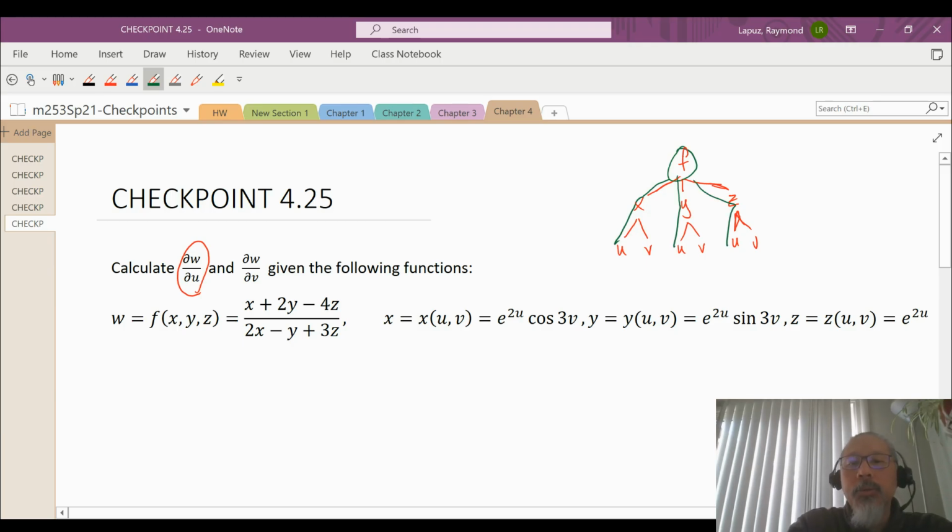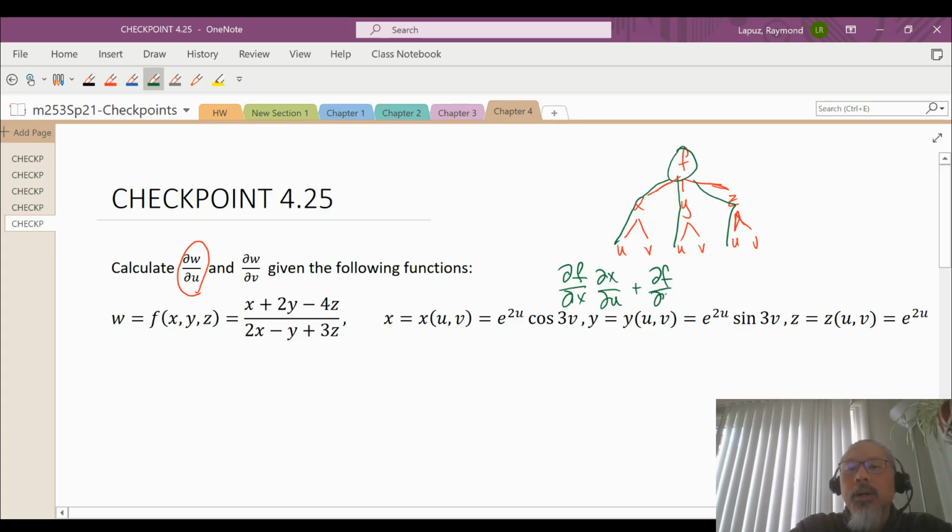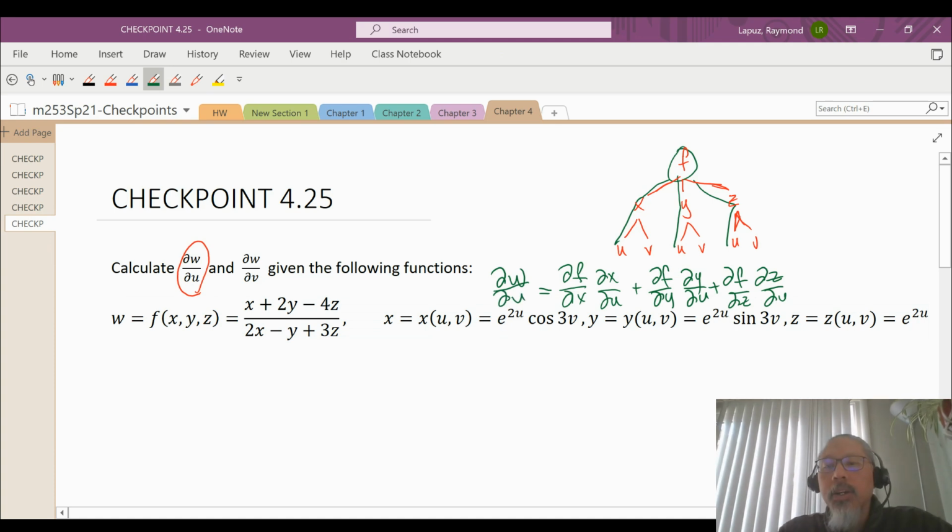And so we can write the formula for that as a partial of f with respect to x times the partial of x with respect to u, and then the partial of f with respect to y times the partial of y with respect to u, and then added the partial of f with respect to z times the partial of z with respect to u. And that is our partial of w with respect to u. And similarly, we can do the same thing to find the partial of w with respect to v.